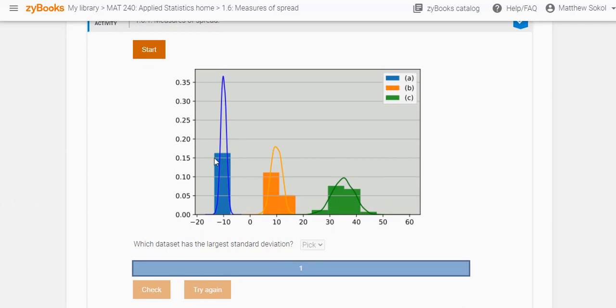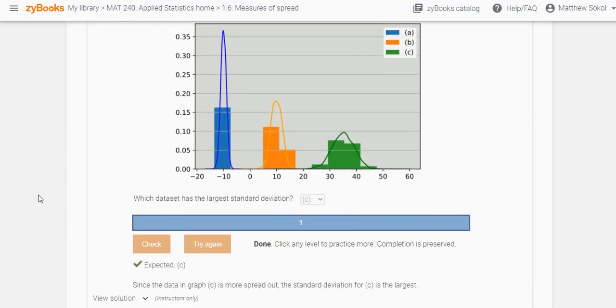Well, if you look here, there's always this inclination to be like, oh, look at this A here, this has the highest graph, this must have the largest standard deviation. But actually, you have to look at the deviation across the X values here. And it looks like the one that has the largest variation of x values is actually the green one here. Okay, so it's C. So we got it.